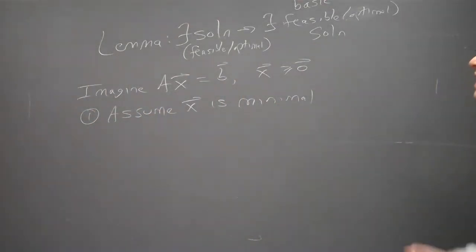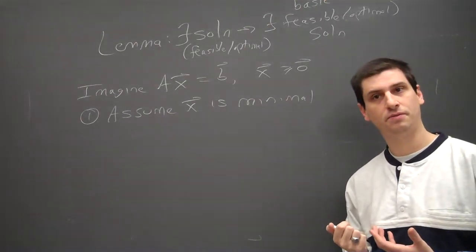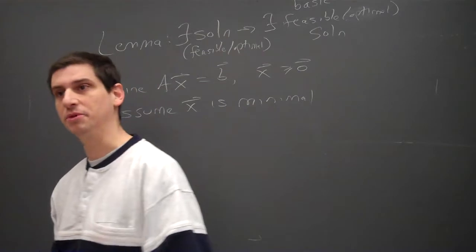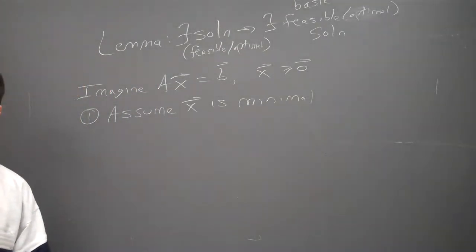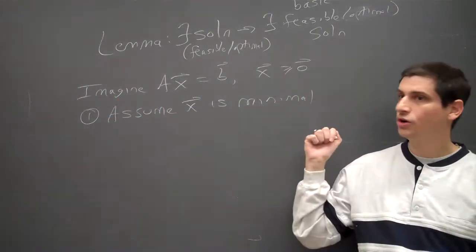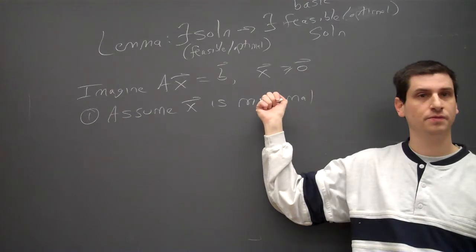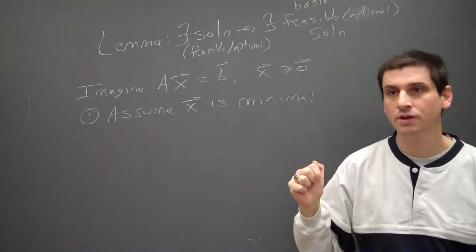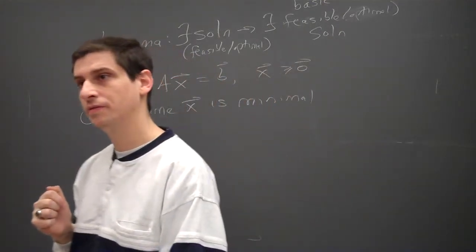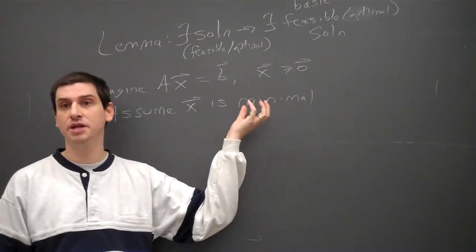x here is one specific solution. If you want, I can call it x naught. So we need to assume x is minimal. So minimal in what sense? What's a good notion of minimal here? Any thoughts? So what's our difficulty? What's preventing this potentially from being basic feasible? If you have enough non-zero entries such that there's too many columns. Okay, so the difficulty is if I have too many columns in play, or if I have columns that are linearly dependent.